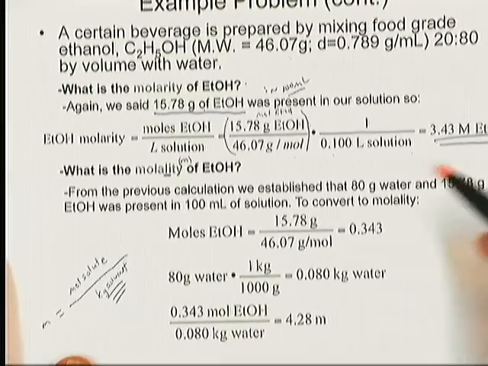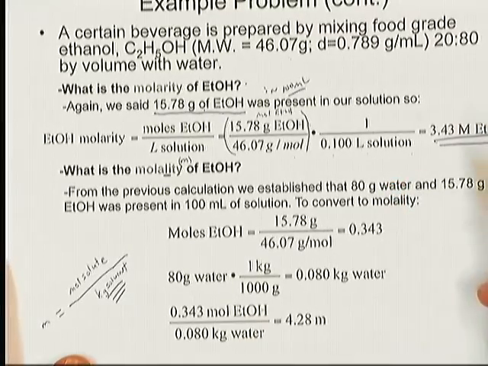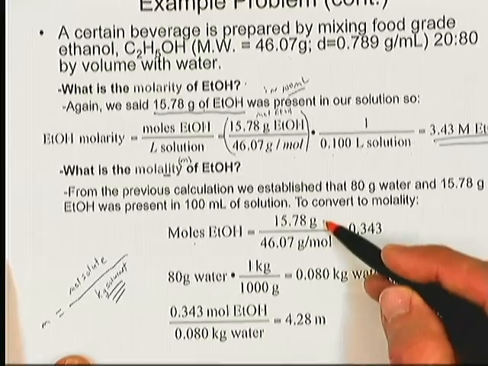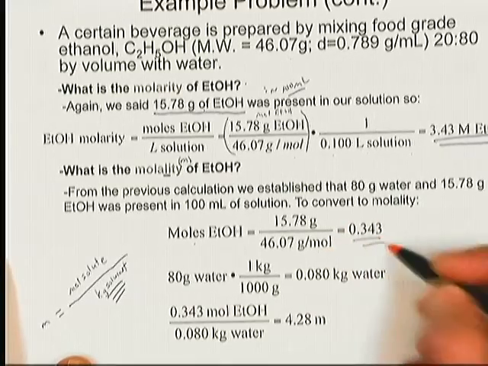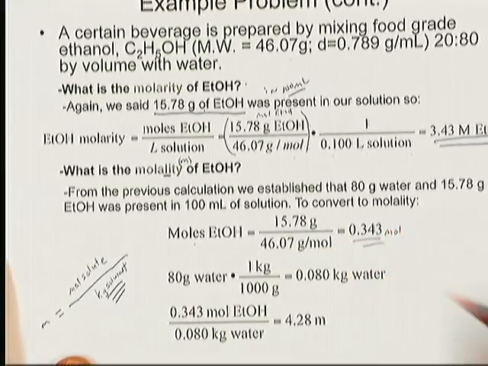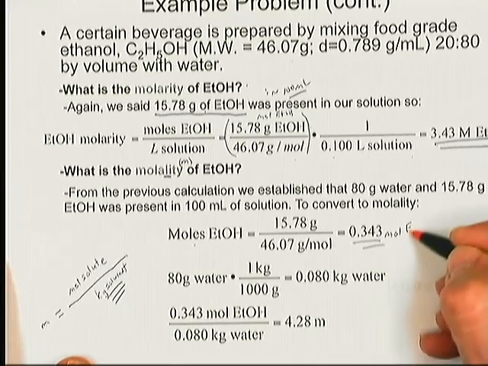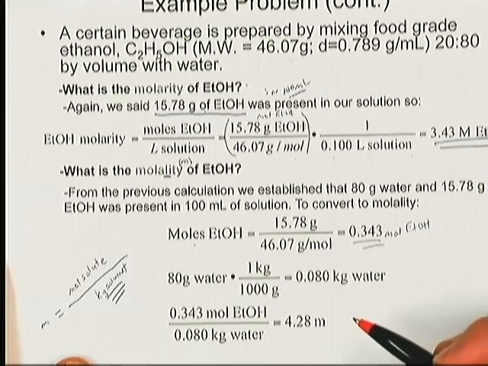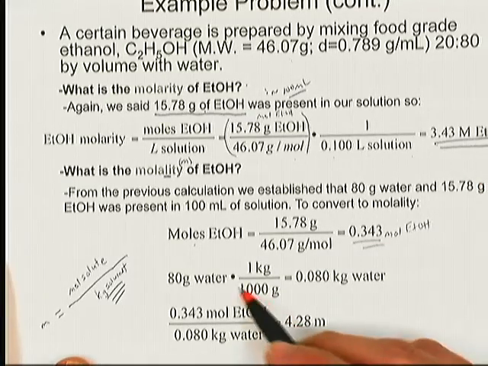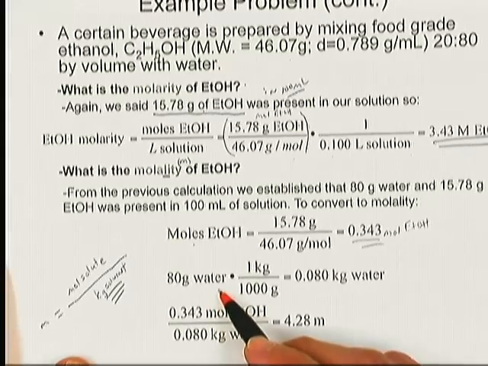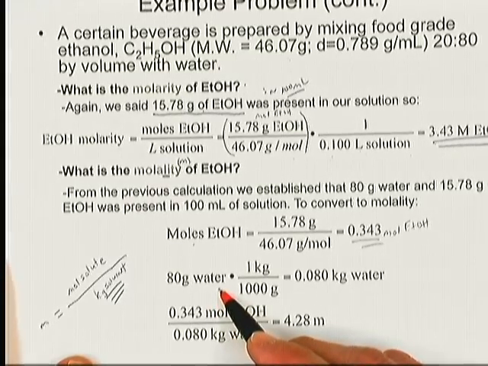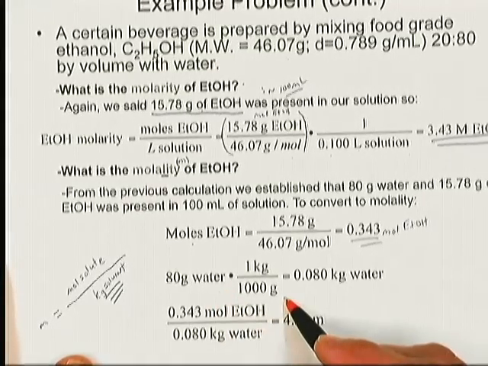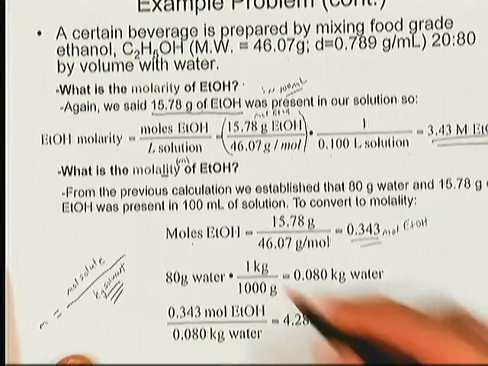Now, in the previous problem, we decided we could figure out how many moles of ethanol were present by taking the mass divided by the formula weight. Pretty standard stuff here. 0.343 moles of our ethanol. Now, how much solvent do we have? Well, first off, the solvent was water, which was present in the most quantity. We had 80 grams of it. So all I need to do is convert that to kilograms by dividing by 1,000, because there are 1,000 grams in 1 kilogram. The gram units cancel.